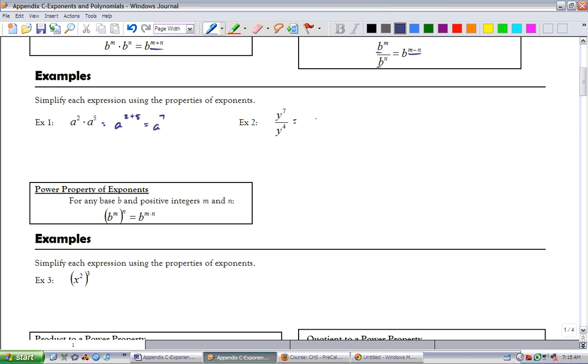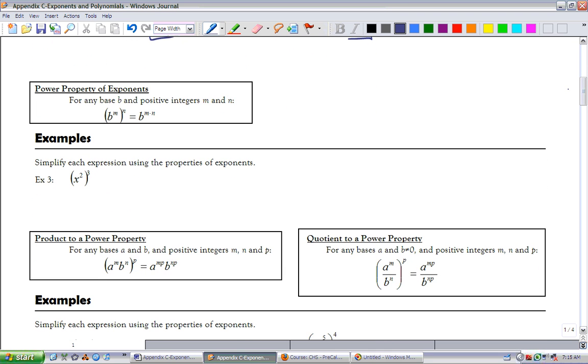And here we're dividing two expressions with the same base, so we can subtract. So we get y to the 3rd. And those will be our answers using those properties. Okay? If you have a base to a power raised to another power, when we have exponents in this position, we multiply them. So in this case, this is the same as saying x to the 2 times 3 power, or x to the 6 power. Okay?